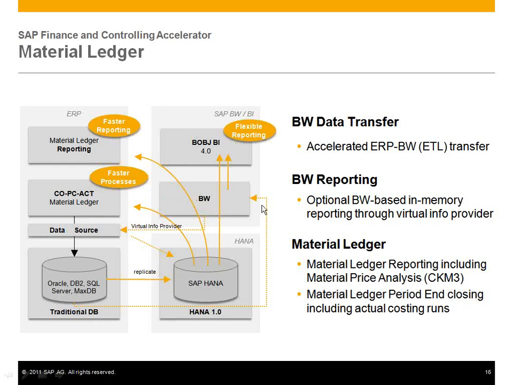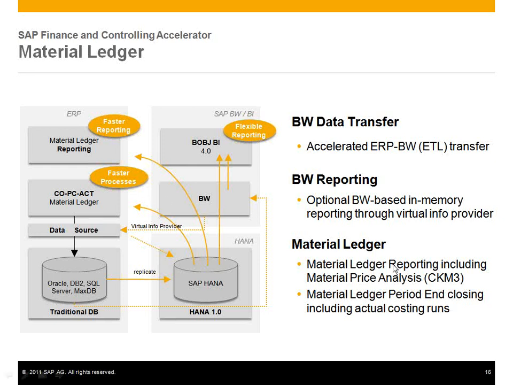So the standard extractor that you're used to for material ledger that takes data from ERP to BW, in this case, is accelerated as well. It's the only extractor that's accelerated by us in the area of finance right now. It was built on a customer requirement, but then was released to every customer in general.